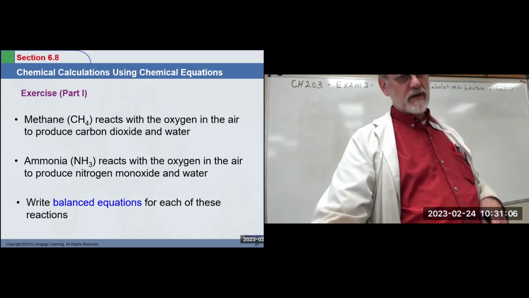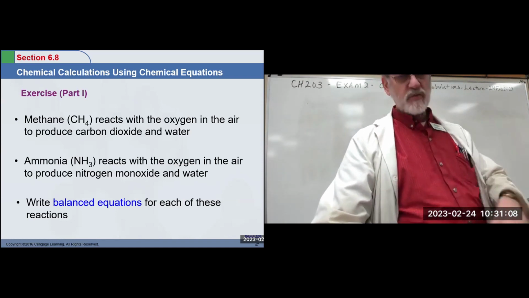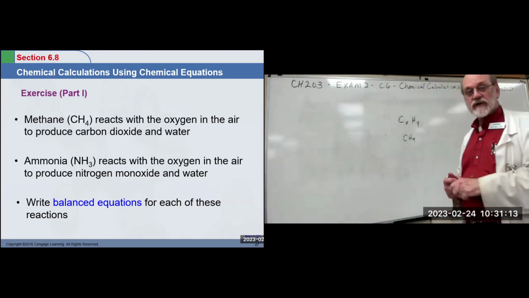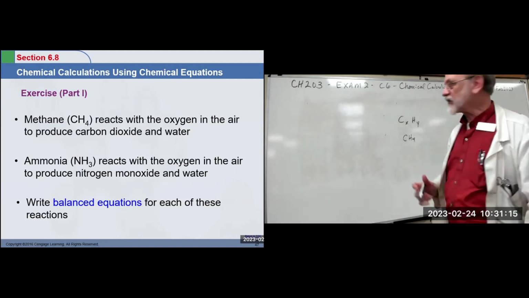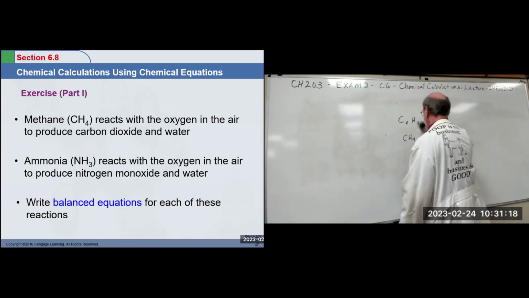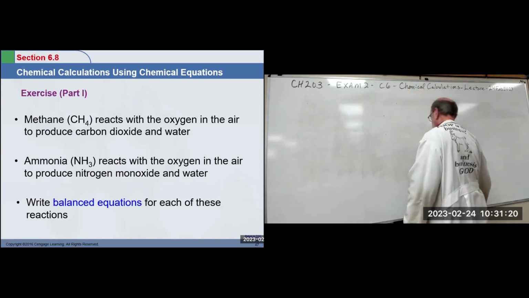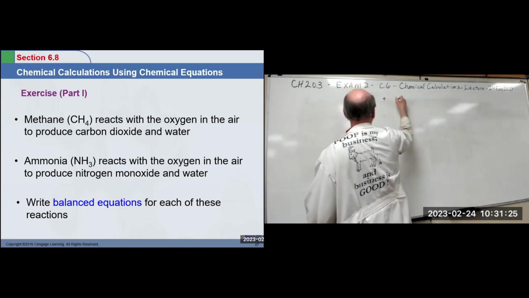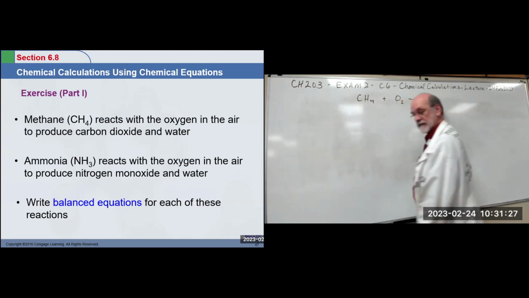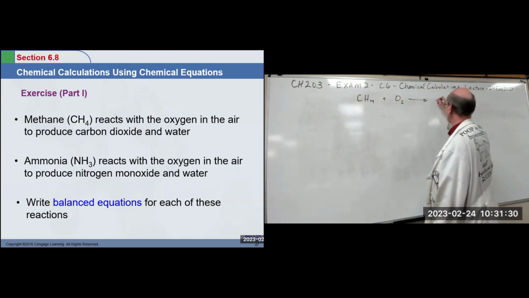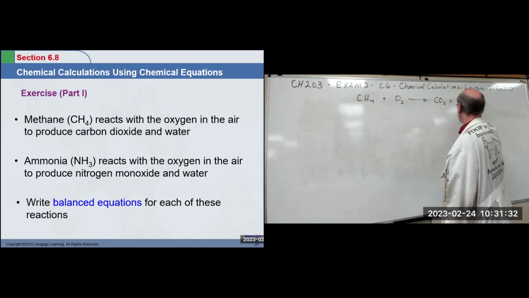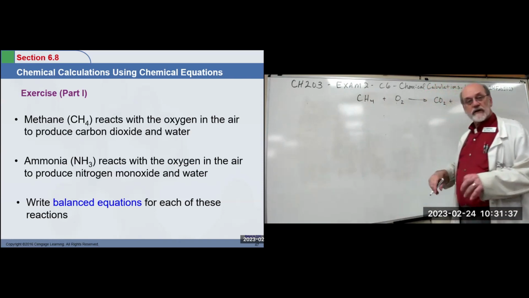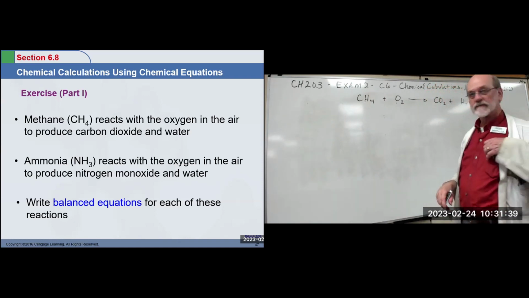They started off with a bad one here. This is too much. But it is what it is. Let's do it. Methane reacts with oxygen. So this is our first reaction. Methane reacts with oxygen to produce what? Carbon dioxide and water? Yep. Notice I left space for coefficients. All right, so let's balance this one and then we'll do the second one.